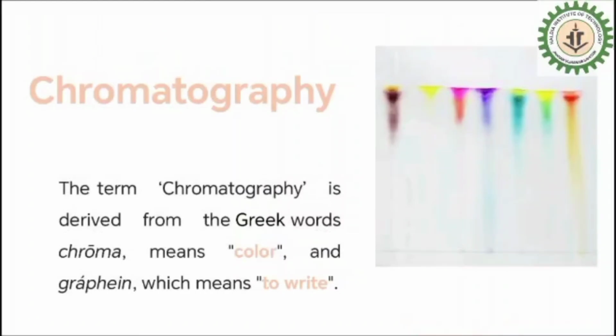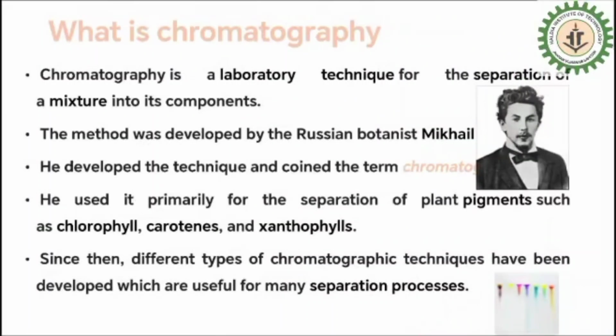The term chromatography is derived from the Greek words chroma means color and graphein which means to write. The method was developed by the Russian botanist Mikhail Tsvet. He developed the technique and coined the term chromatography. He used it primarily for the separation of plant pigments such as chlorophyll, carotenes, and xanthophylls. Since then, different types of chromatographic techniques have been developed which are useful for many separation processes. These processes are so important that more than 12 Nobel Prizes have been awarded till date.